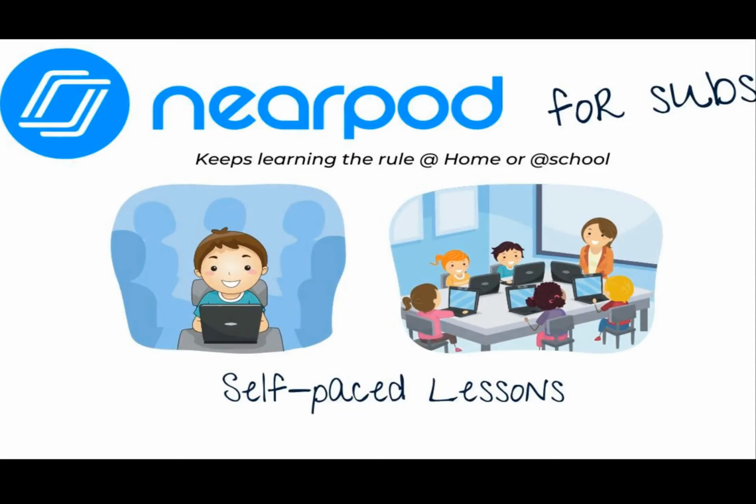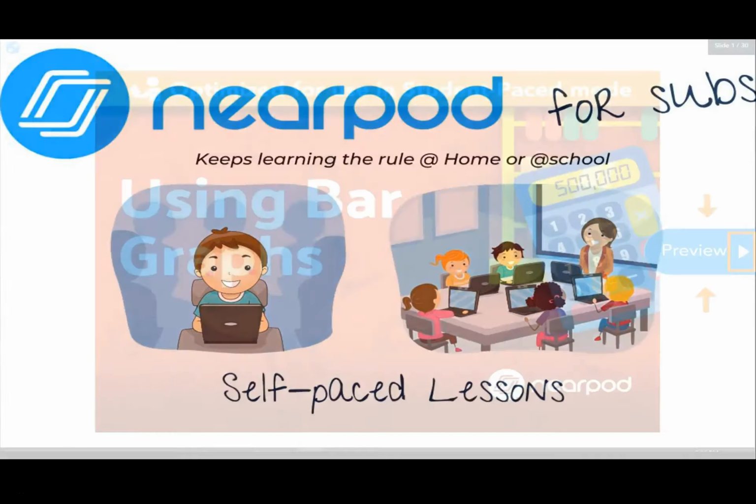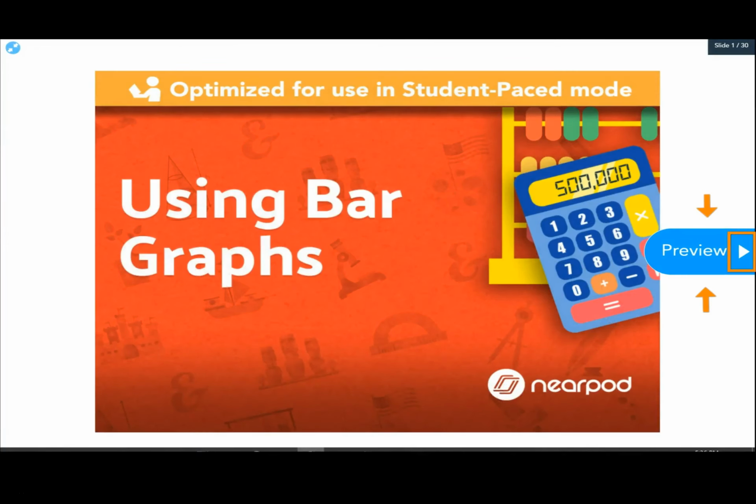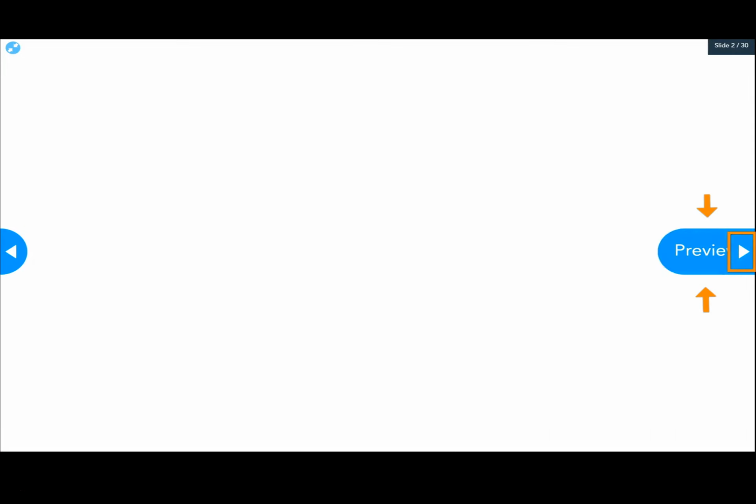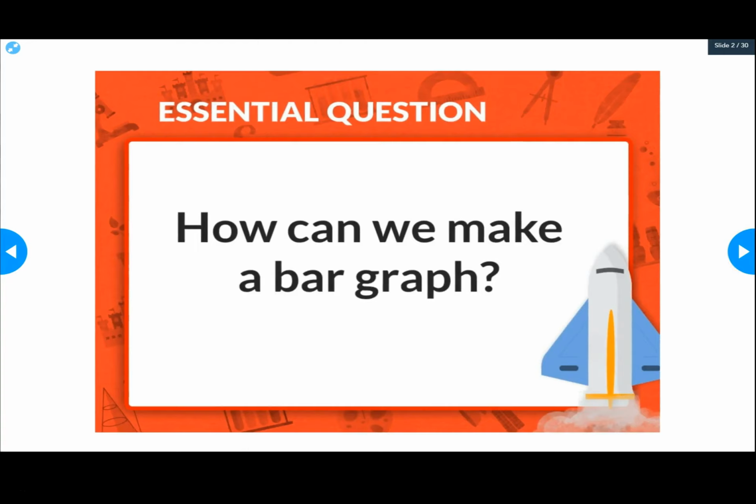Let's take a minute to learn how to navigate and use the different features in the Nearpod student paced mode as a substitute. You'll notice that on the right and left-hand side of each screen, there are blue arrows. You'll click those blue arrows to advance the slides. Each lesson typically starts with an essential question. The teacher may leave you notes to explain what to say on each slide, or you may read the slide as is. It will depend on what the teacher provides.